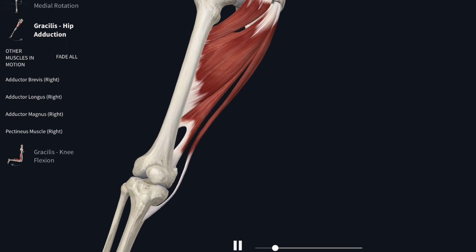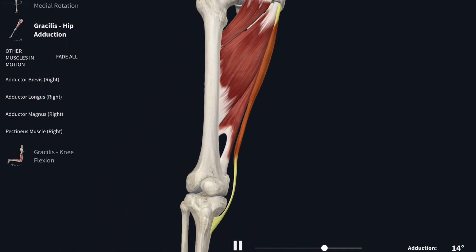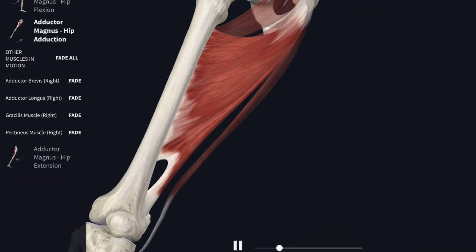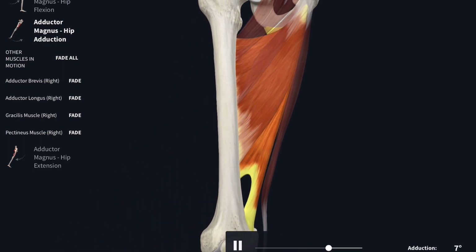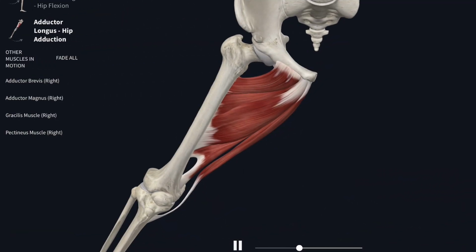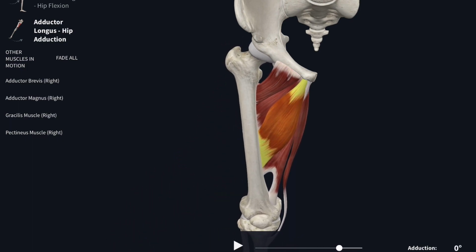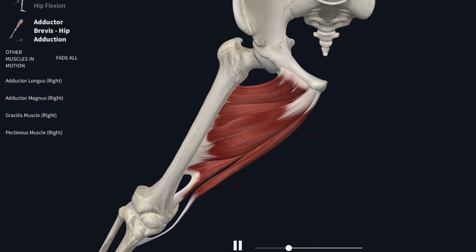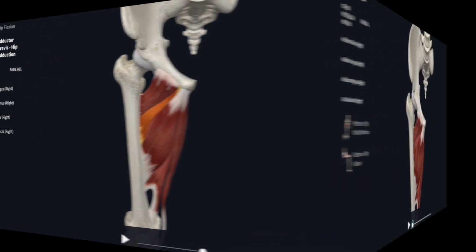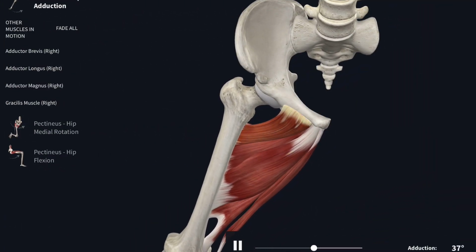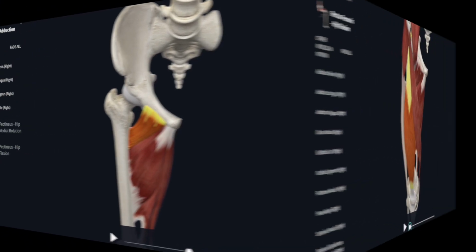Next, we are going to be looking at the anterior, gracilis, adductor magnus, adductor longus, adductor brevis, pectineus, and all of these are the adductor muscles.